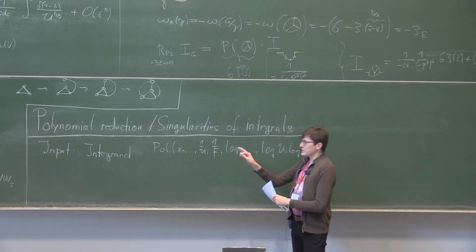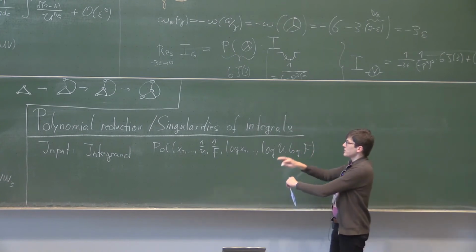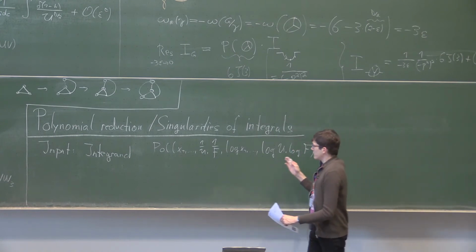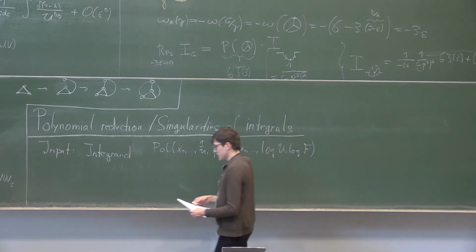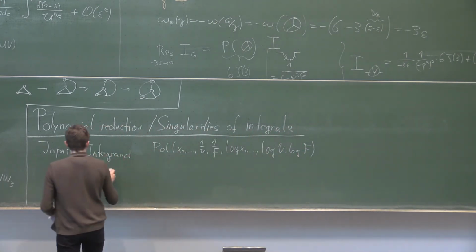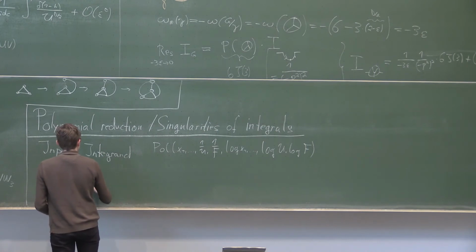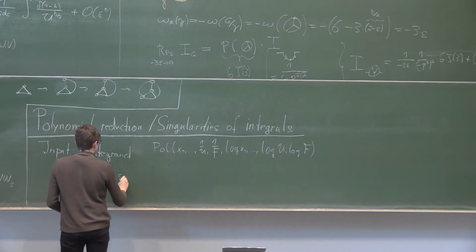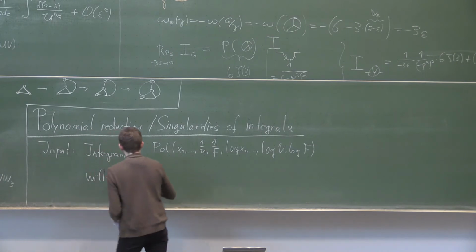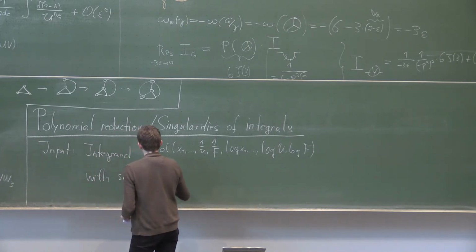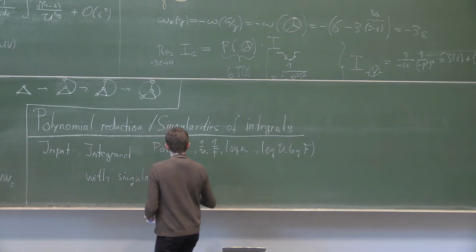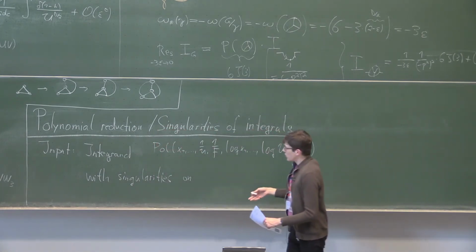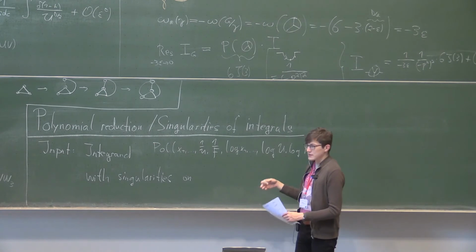So I don't want to look at a specific integrand. I want to say, let's take any integrand of this form. Then what this tells us is that we know where its singularities are, or where its potential singularities are. So the integrand has singularities on, and we like to call the set of singularities the Landau variety.